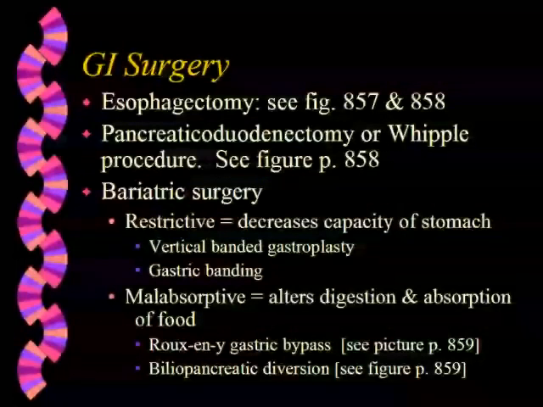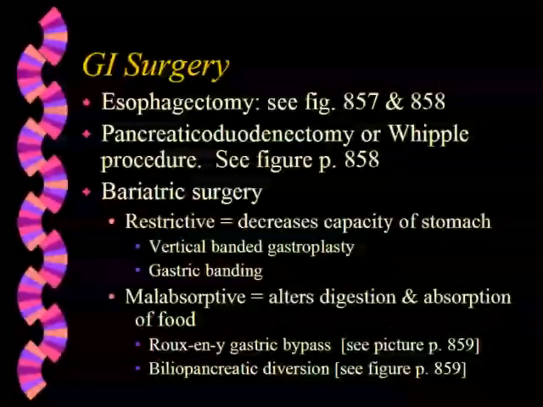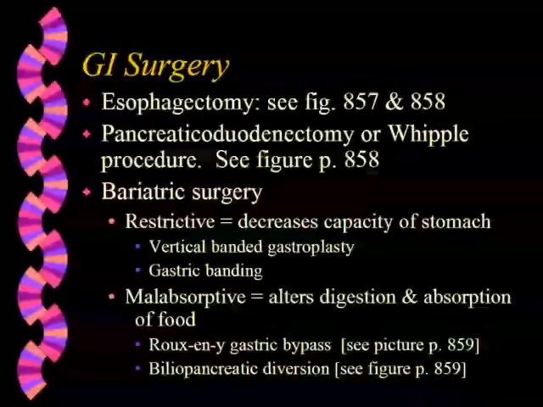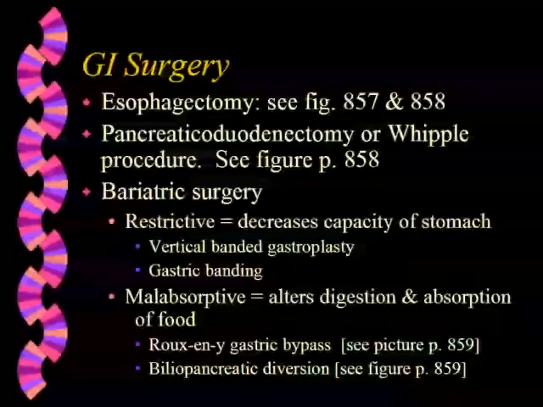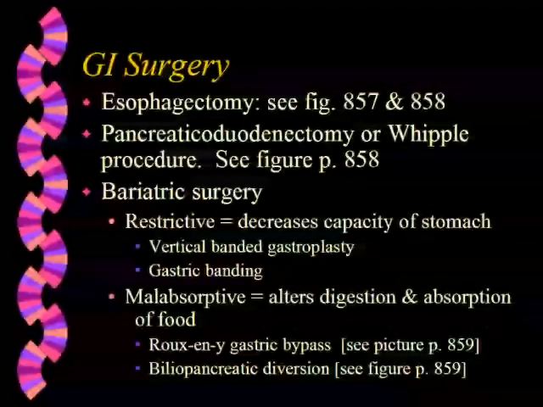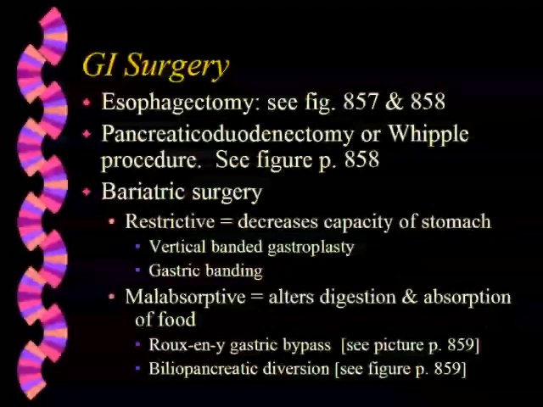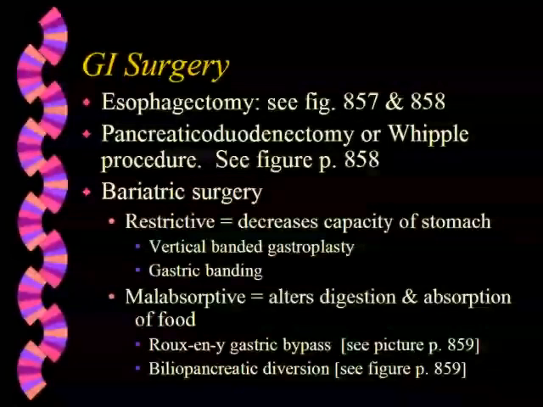Bariatric surgery might be done. Now, your restrictive decreases the capacity of the stomach. You can either have a vertical band gastroplasty, which we talked about, or gastric banding that's laparoscopic and is reversible. And I see a lot of that advertised over the holidays. Malabsorptive surgery alters the digestion and absorption of food. Your Roux-en-Y gastric bypass, there's a picture of it on 859, it also decreases the size of the stomach. And you've got your biliopancreatic diversion, and there's a figure for that on page 859.